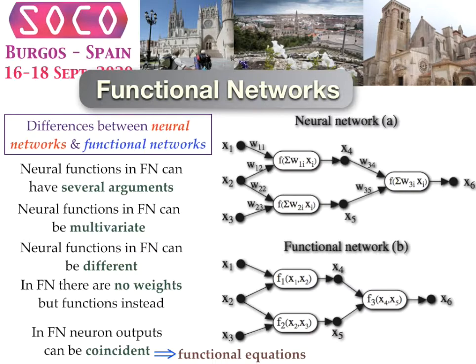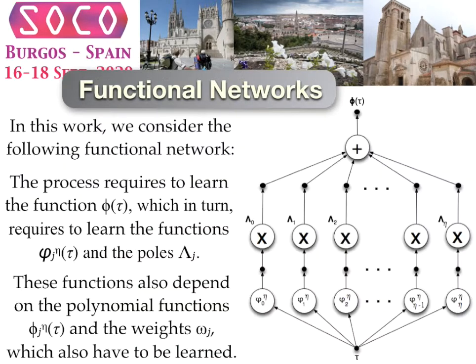So functional networks can be understood as a powerful extension of neural networks, in which the neural functions have several arguments and can also be multivariate. The neural functions can be different, while in neural networks they are identical, and there are no weights but functions instead. So basically what happens is that the neural outputs can be coincident, leading to a set of functional equations which have to be solved.